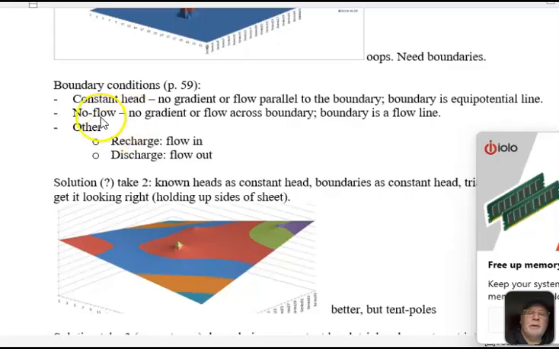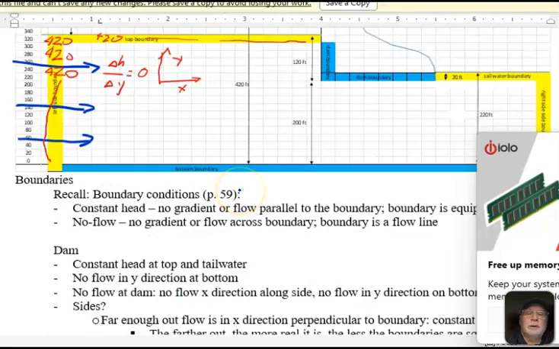The bottom is going to be a no flow boundary, so it's impermeable across the boundary, so we can't have flow going across it, so it becomes a flow line. So down at the bottom here, we have flow only going that way. It's not going up and down. So it's a no flow boundary.